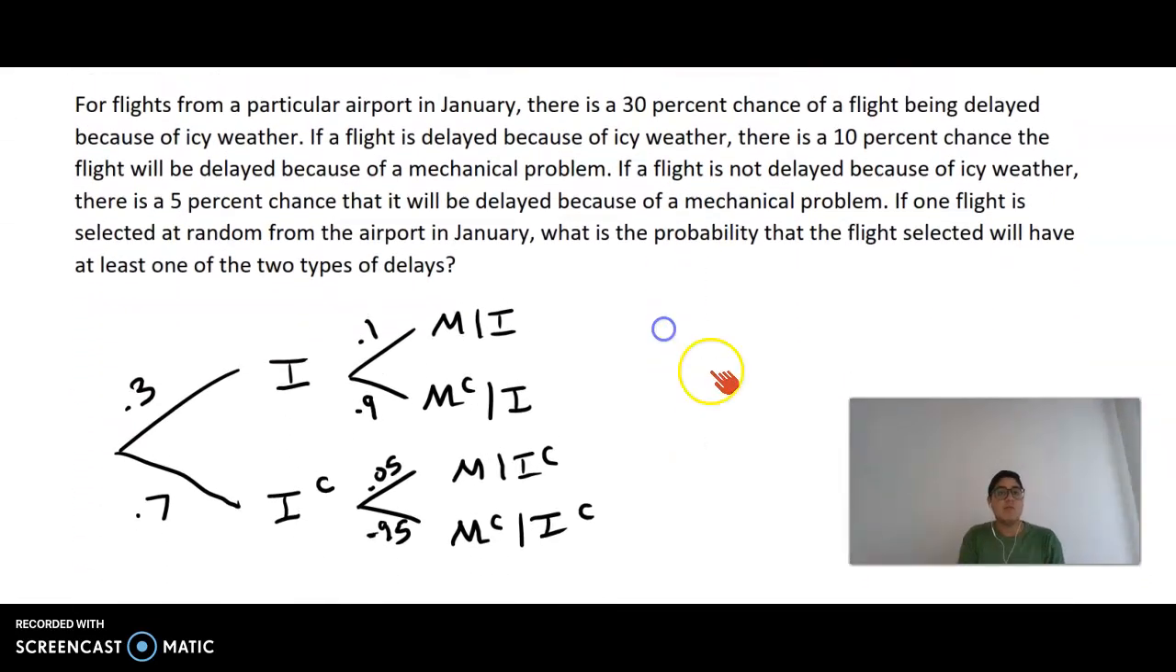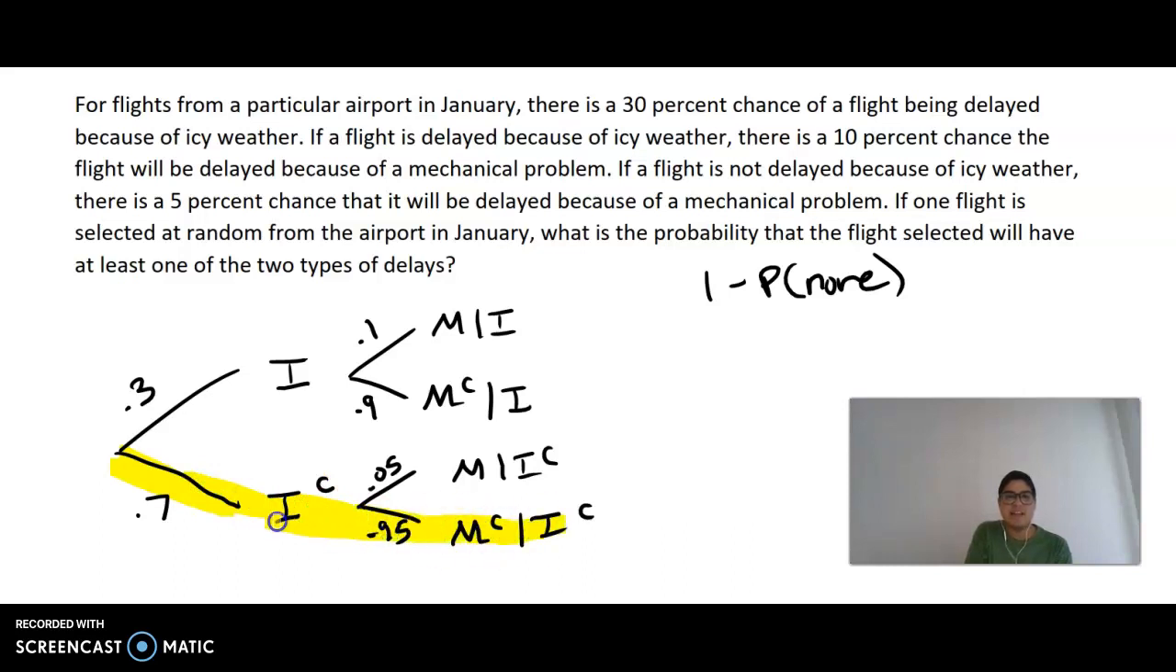Now, the last one I wanted to go over is this one here with the airport delays. And so we've got this situation here, and I want what is the probability that the flight will have at least one of the two. So since I want at least one of the two, I'm going to find 1 minus the none. Well, if I want the none, guess what? That's only one of these 4 pathways to find that it doesn't have either a mechanical delay, nor does it have an ice delay. So I'll do 1 minus 0.7 times 0.95 because, again, subtracting that out here, that's going to give me the probability that it has neither delay.